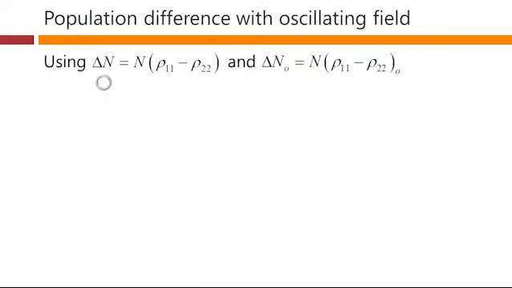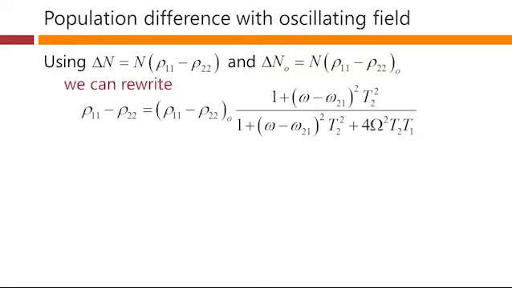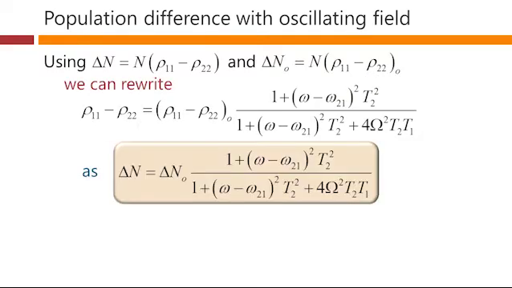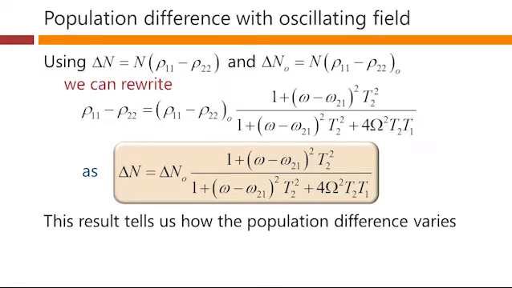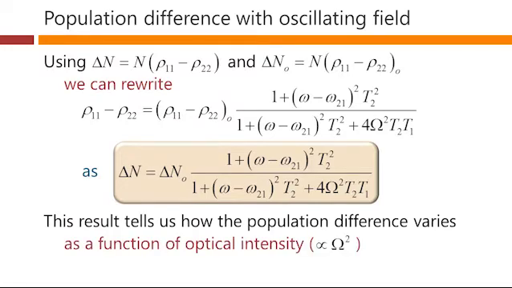Well, using this expression here and this expression, we can rewrite this equation in the following form. And this is telling us what the population difference is in the steady state if we're driving this system with an intensity, that's what this really is here, an optical intensity, at some frequency omega, when the separation energy between the two states is h bar omega 21. This result then tells us how the population difference varies as a function of the optical intensity at frequency omega.